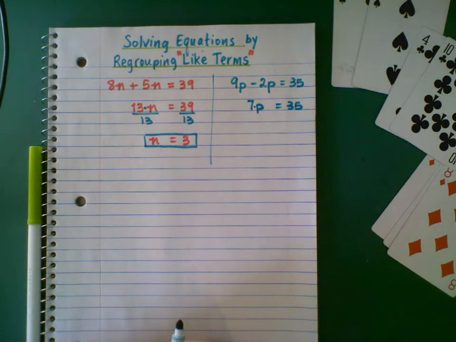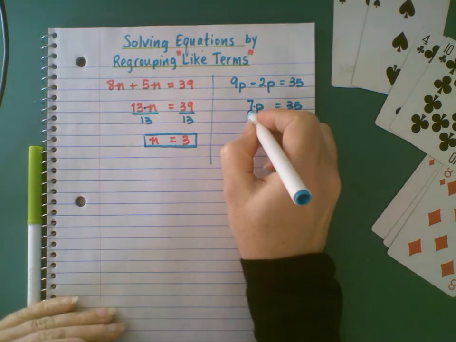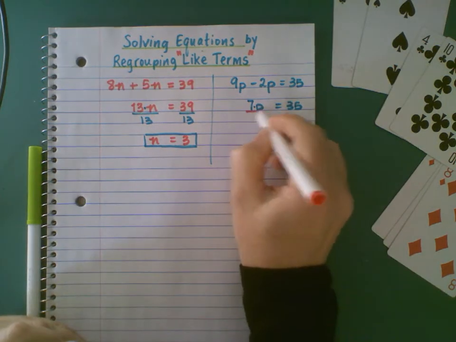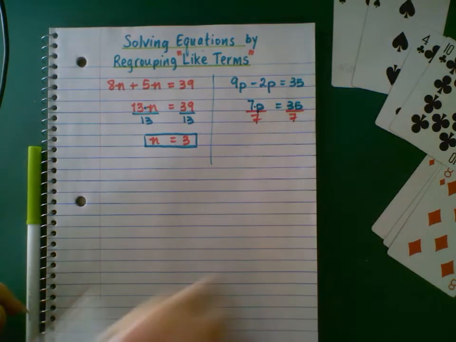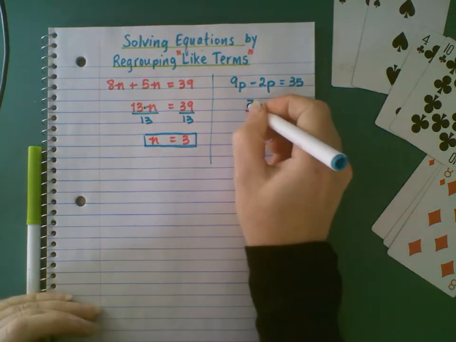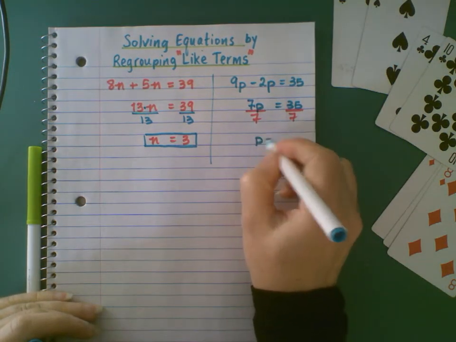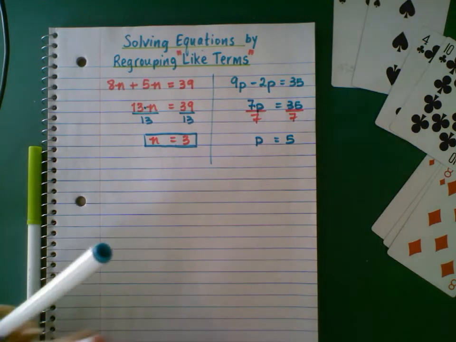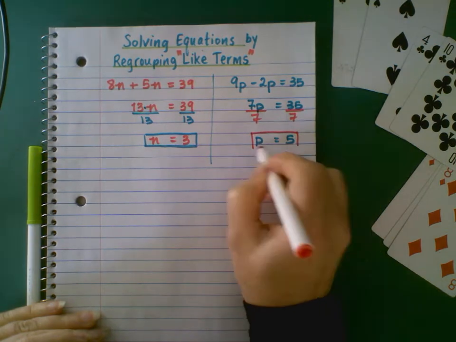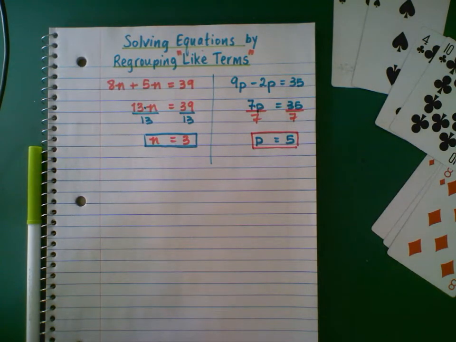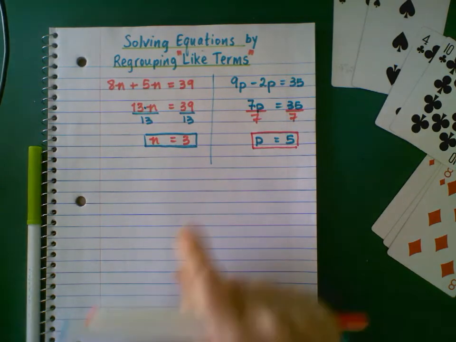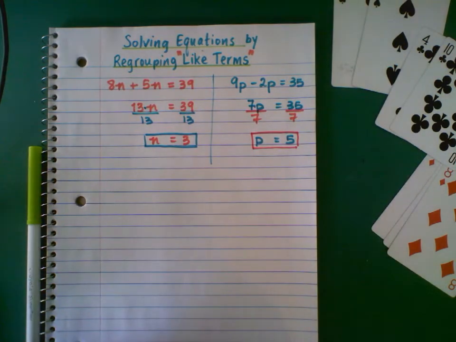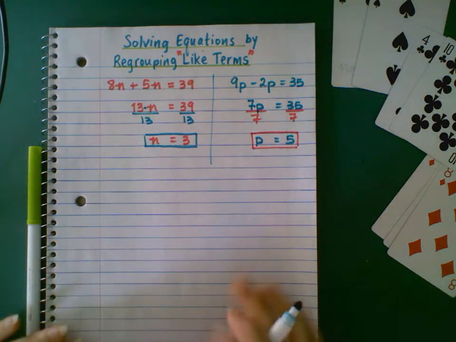And now I'm going to eliminate the 7 by dividing it away. Just change color here. The result is p on the left-hand side is equal to 5. So combining like terms in algebra is very useful for reducing the number of terms that you have in an equation. Do one more.